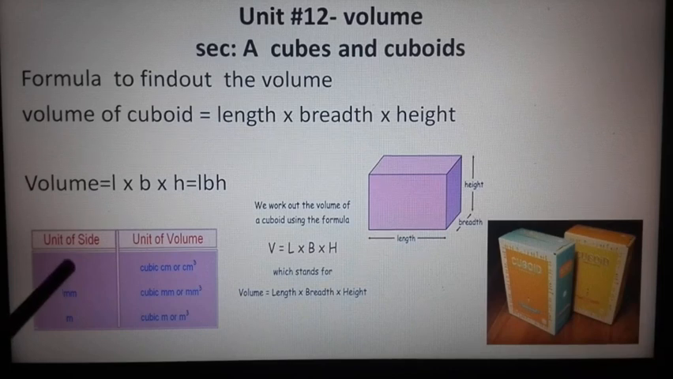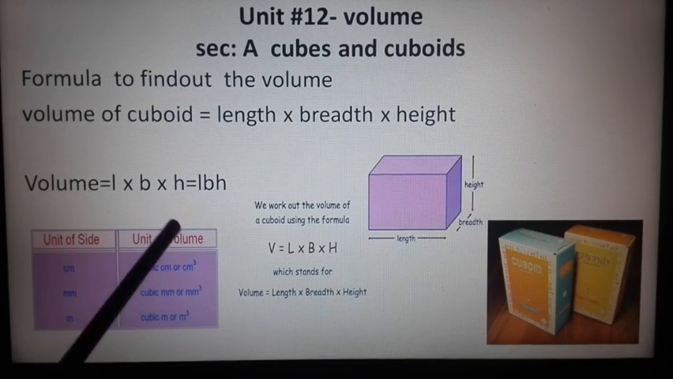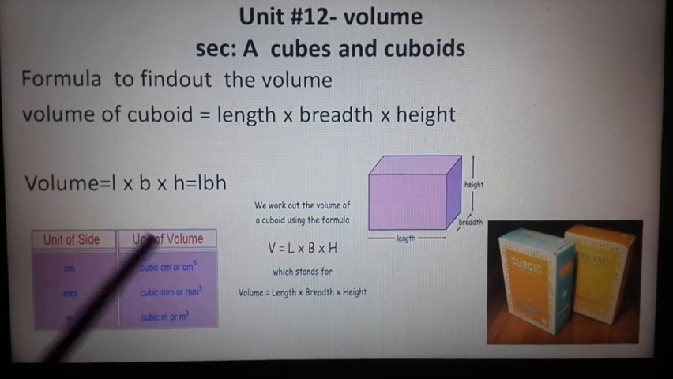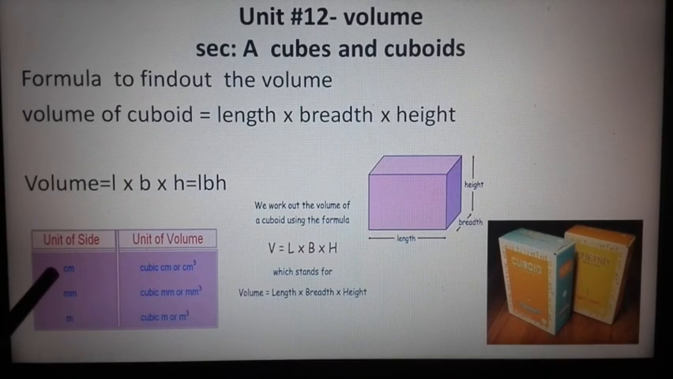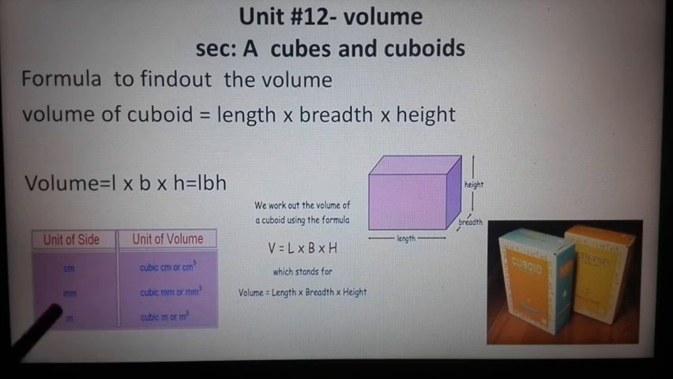Same as what we learned about cube, be careful with the unit while writing the answer. When you are finding the volume, don't forget to write the units. If the side is given in centimeter, your answer should be in cubic centimeter or centimeter cubed. Millimeter means cubic millimeter or millimeter cubed, and meter means cubic meter or meter cubed. I hope it is clear.